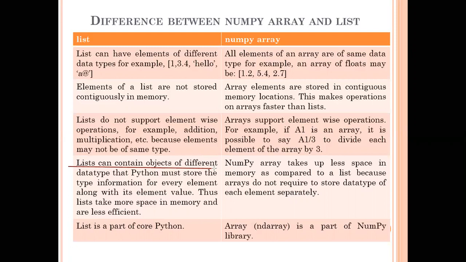Different operations can be performed on Numpy array, and Numpy array contains the same data type also. The last one is that the list is a part of core Python. It means list is a data type of Python, but ND array is a part of Numpy. If we want to create a Numpy array, then we have to import the Numpy library. Okay, these are the differences between list and Numpy array.